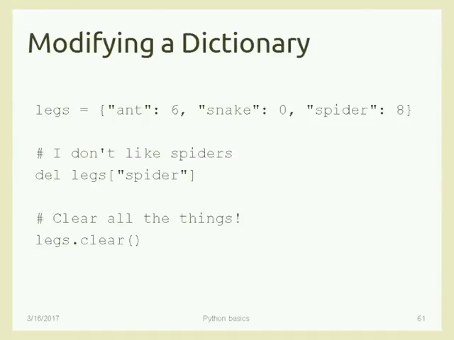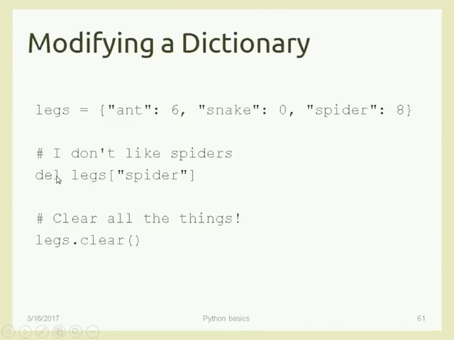Similarly to before, we can also delete specific elements. So if I don't like spiders, for example, I can say del, like before, the element to remove. Which element in the dictionary? By saying that we want to remove from the dictionary lex the element that has key spider.